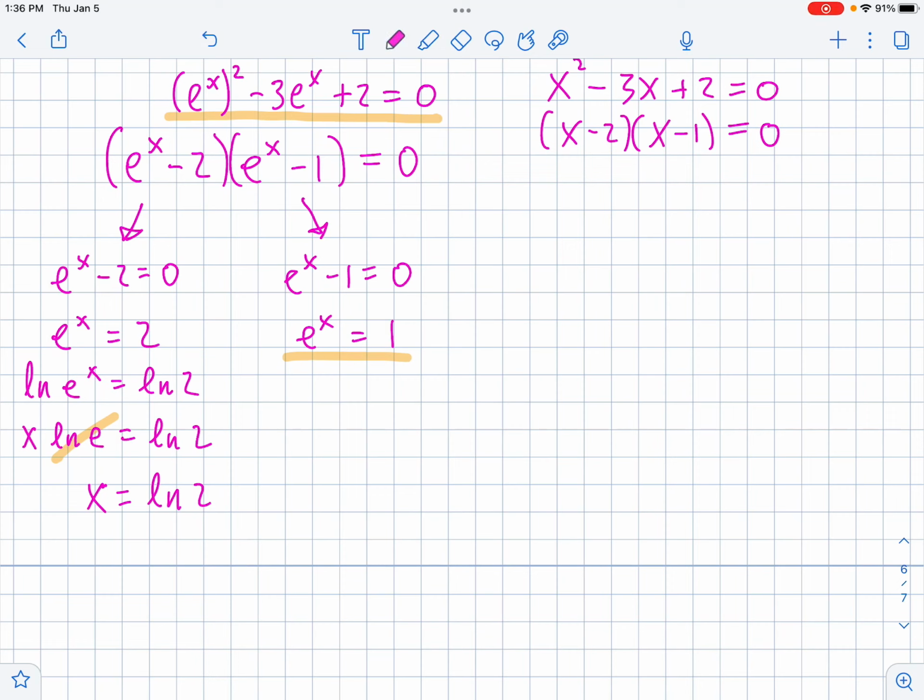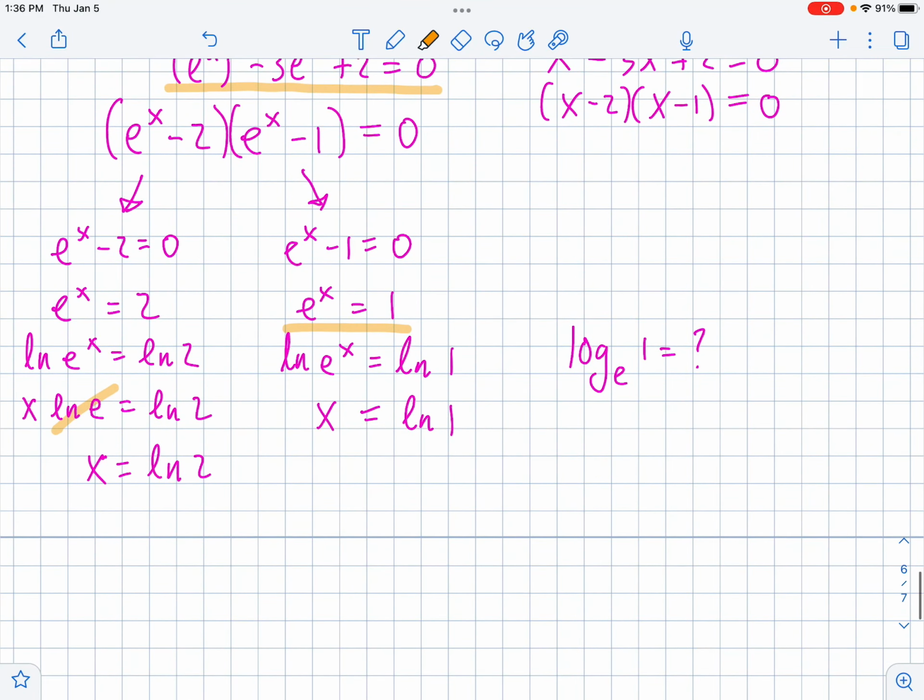Here, if I natural log both sides, we get natural log of e to the x is equal to the natural log of 1. And then I just showed that this side is going to be x is equal to ln of 1. But then if you think about ln of 1, if you do a little sidebar, that means log base e of 1 is equal to something. And if you spiral that, that means that that has to be 0. So x is equal to 0. And these are your two answers.